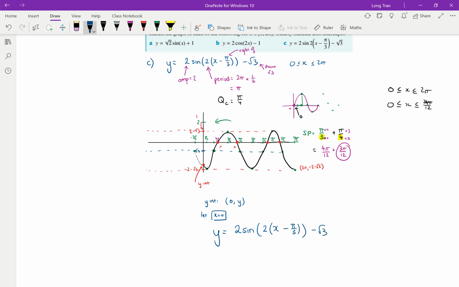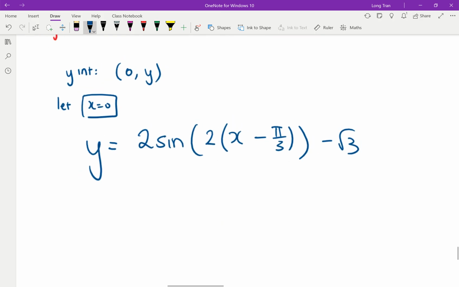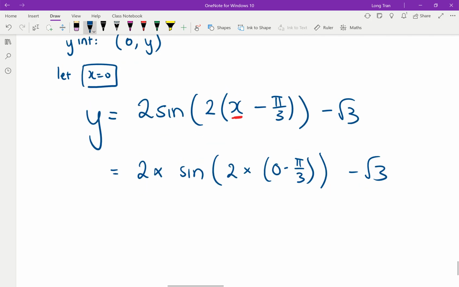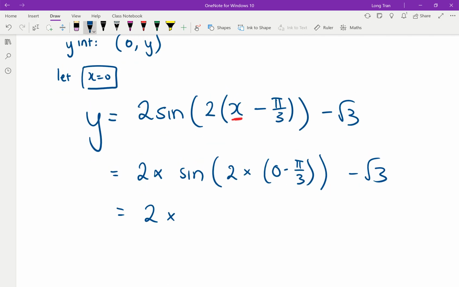Woo! That's a nasty one. So here we go. We're going to let x equal 0. So that now changes it to y equals 2 times sine of 2 times 0 minus pi on 3, all minus root 3. It looks all scary, but let's simplify it. 2 times sine of, and that essentially becomes negative 2 pi on 3, minus root 3.